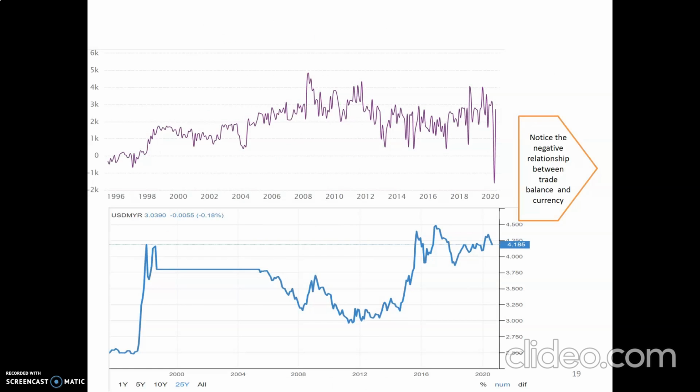Observe the differences, how a balance of payments will influence currency. This is the balance of payments of Malaysia. From 1995 to 2020, you have seen this graph before. This is the currency between the Malaysian ringgit and US dollar from 1995 to 2020. Now, I want you to notice the negative relationship between trade balance and currency.